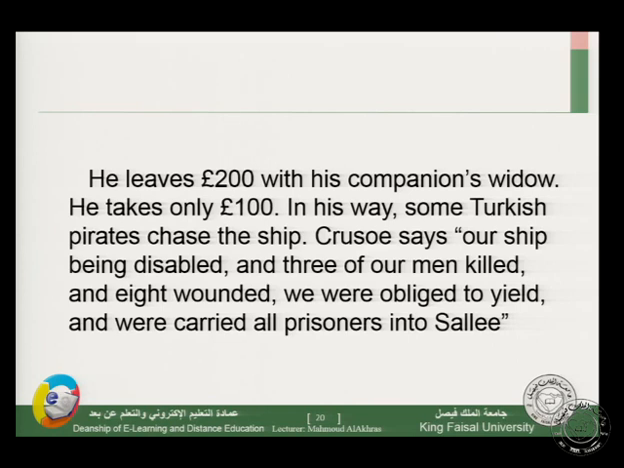Crusoe says, "Our ship being disabled and 3 of our men killed and 8 wounded, we were obliged to yield and were carried all prisoners into Sally." So we have again two achievements of his voyage to the coast of Africa. The first one, he becomes a good sailor. The second one, he becomes a merchant.